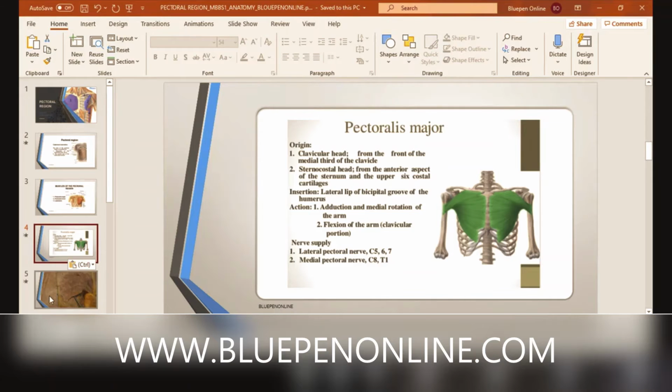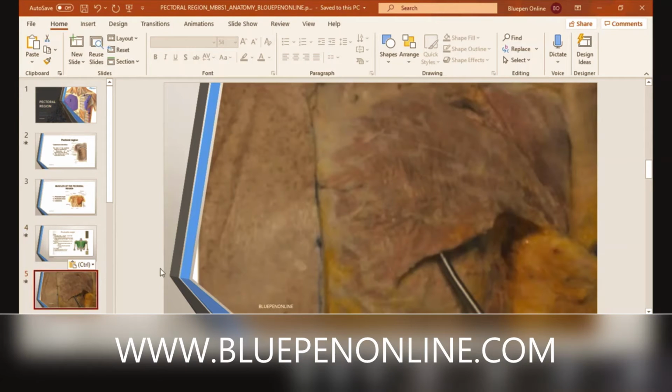Next, I'll show the pectoralis major muscle. One second. See, this is the pectoralis major muscle. I'll show the dissection also: after skin, superficial fascia, deep fascia. See, this is the pectoralis major muscle. Is it clear, students?